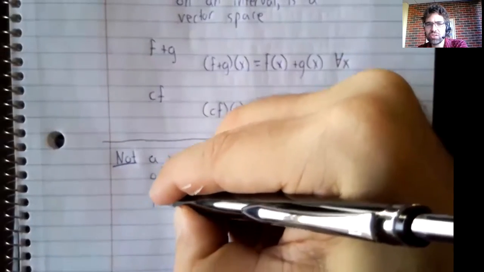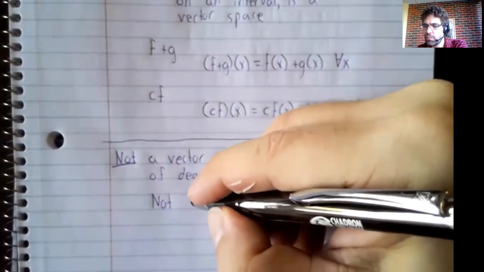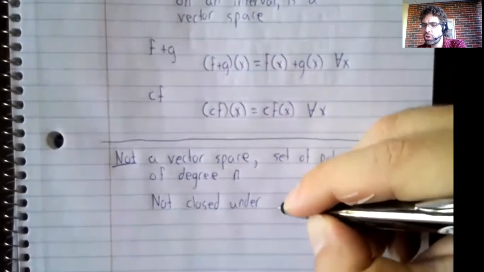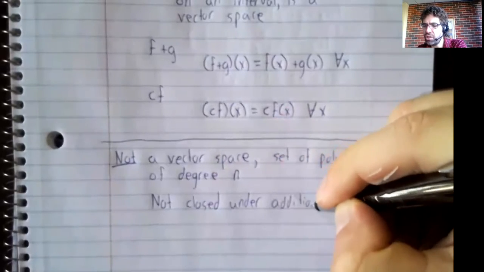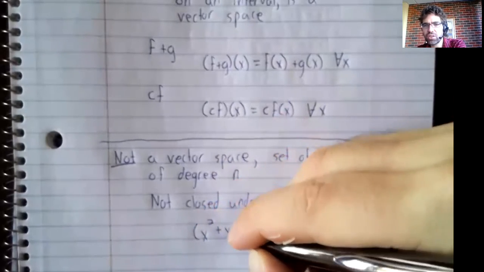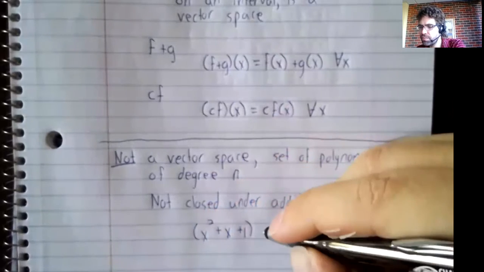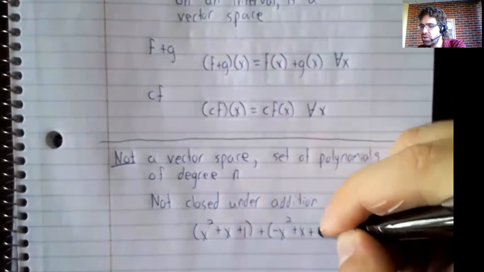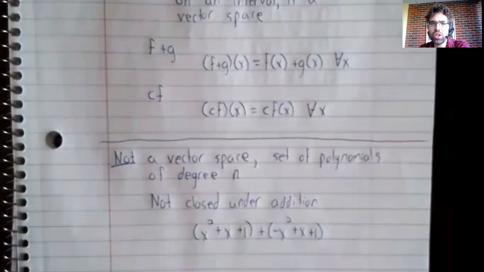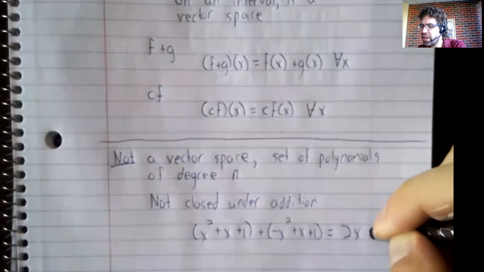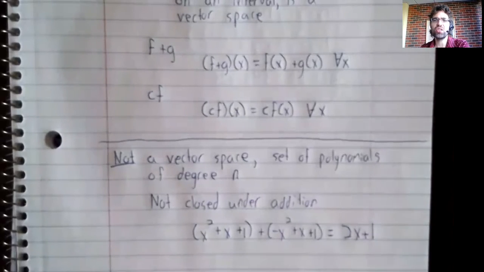A more serious problem is that it isn't closed under addition. x squared plus x plus 1 and negative x squared plus x plus 1 are both in the set of polynomials of degree exactly 2, but their sum is not.